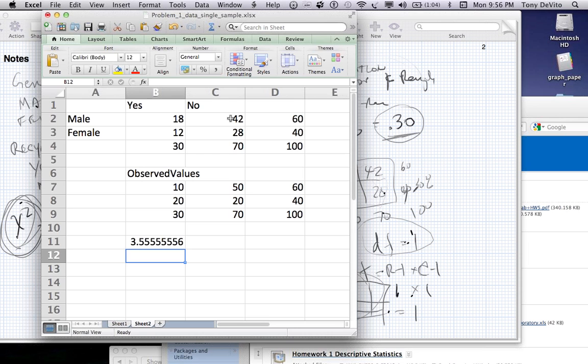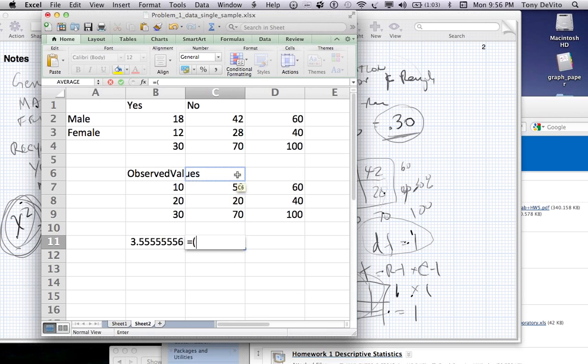Now I'm going to do the same thing for the next cell, and I'm going to do this by hand now. Observed 50 minus 42, my expected, is 8, squared is 64, divided by my expected value, which is 42. So that's going to be 64 divided by 42. Okay, that comes out to 1.52.